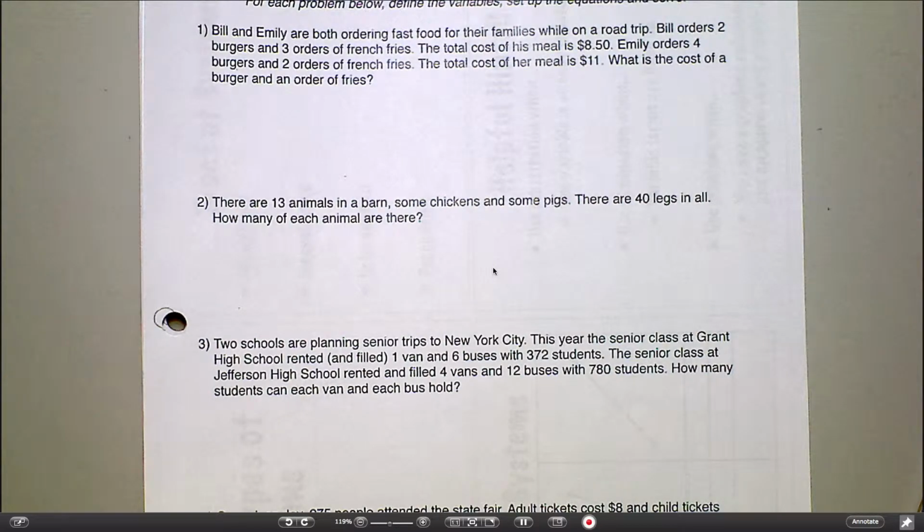Here's what I would do when you start a word problem. Step one, all the time. I've said this from the beginning of the year. Step one, define your variables. What are the two things that you are trying to find? I would like you to read problem number one and tell me what the two things are that we are trying to find.